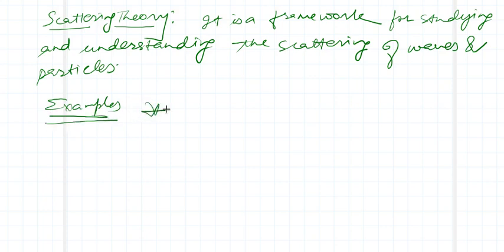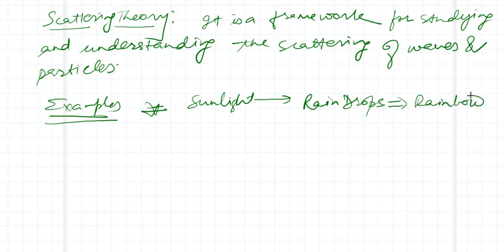So the first example: you can see so many examples in physics regarding scattering theory, but this is a very interesting one. Sunlight is scattered by raindrops. Sunlight interacts with raindrops, and the result is a rainbow. And sunlight interacts with gases in the atmosphere, and the result is the blue color of the sky.